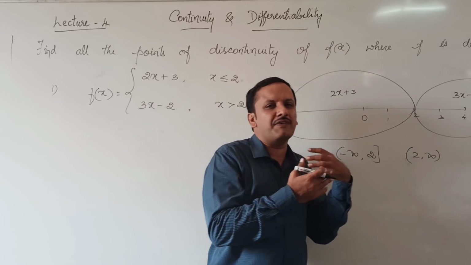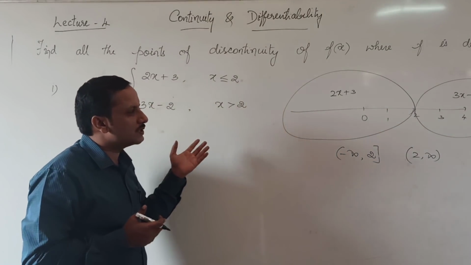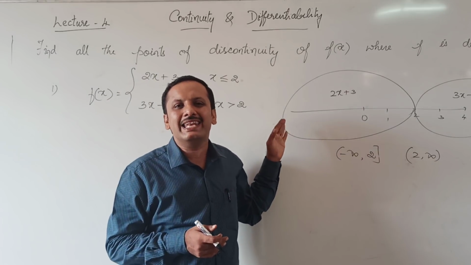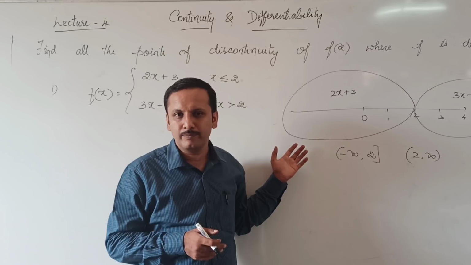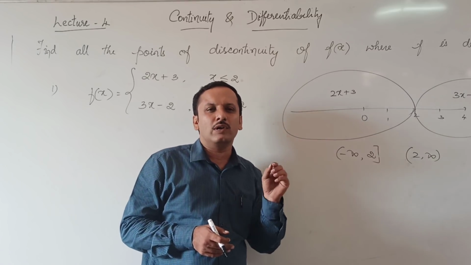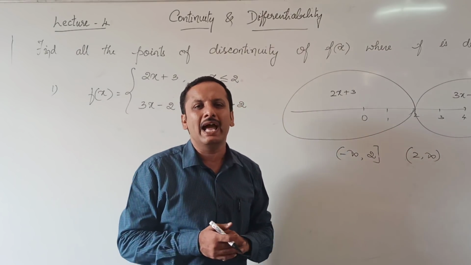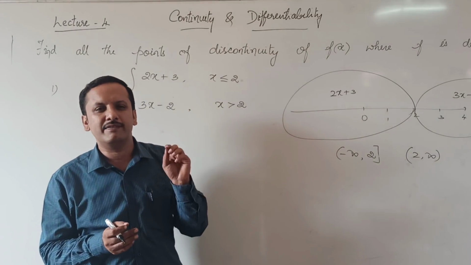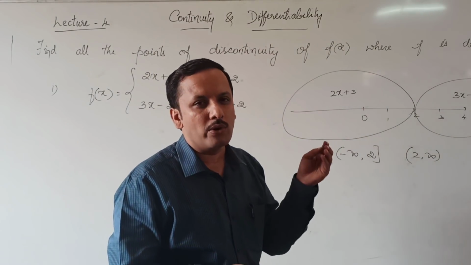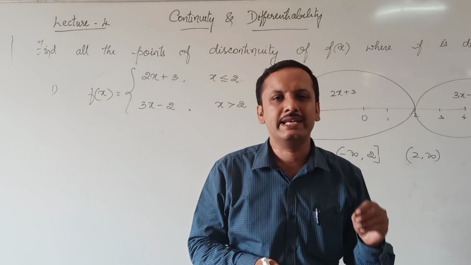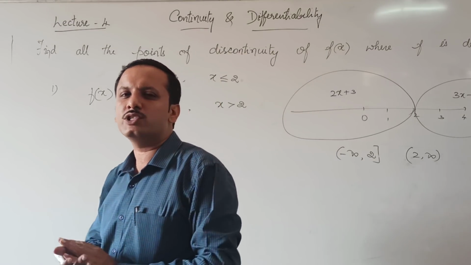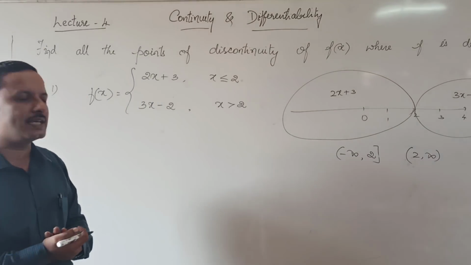So, when a function is defined like this, it is very obvious that other than at x equal to 2, everywhere else it is continuous. Okay. So, we only need to check the continuity at x equal to 2. Everywhere else it is continuous. The only point of discontinuity may exist at x equal to 2. So, we need to check the continuity at x equal to 2.